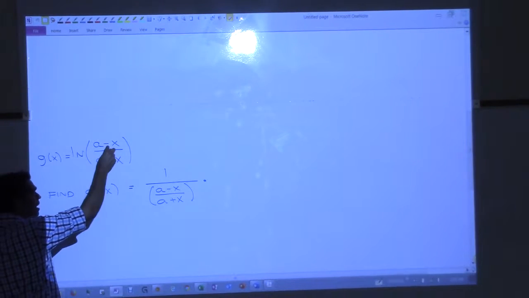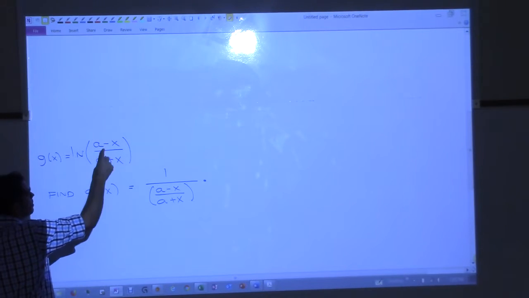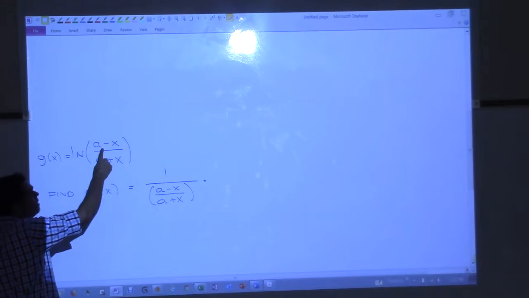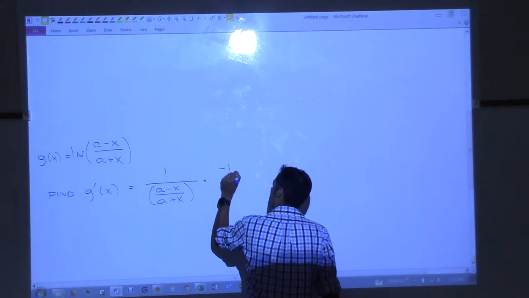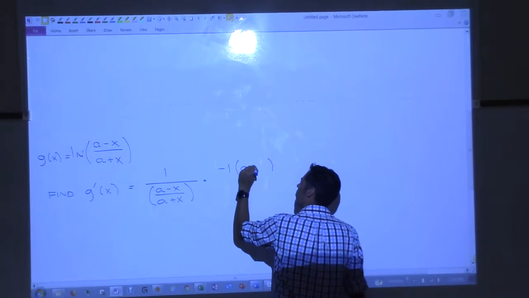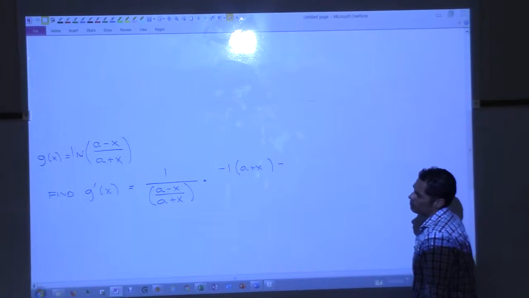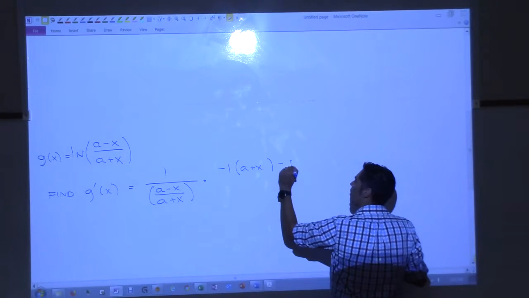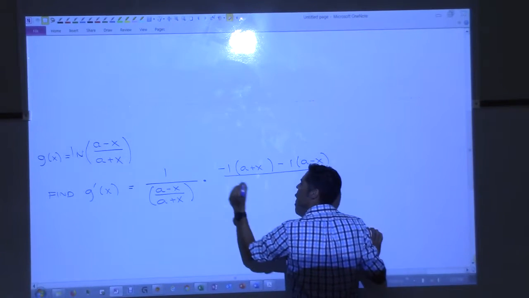So I'll do the derivative of the top times the bottom, minus the derivative of the bottom times the top, all over the bottom squared. So the derivative of the top is what? Derivative of a is what? 0, because a is a constant, all right? Minus the derivative of x, which is 1. So you just get negative 1 times the bottom, minus, now what's the derivative of the bottom? A plus x, you're just going to get 1, right? Just 1. And then times the top. And then all over the bottom squared.